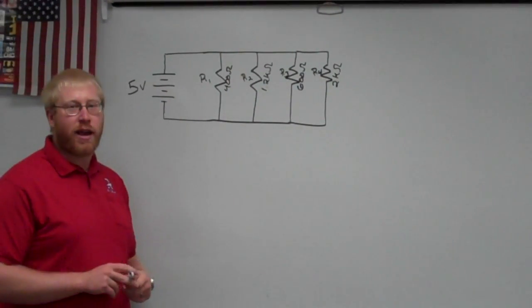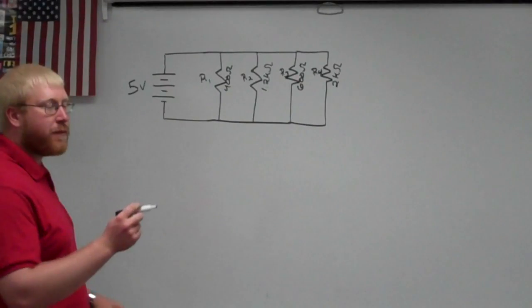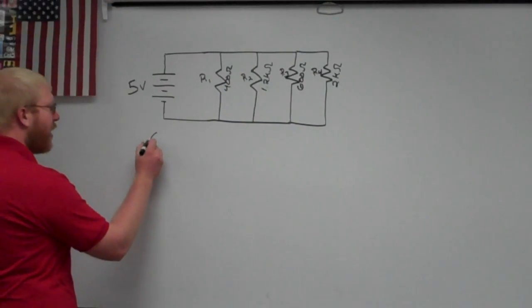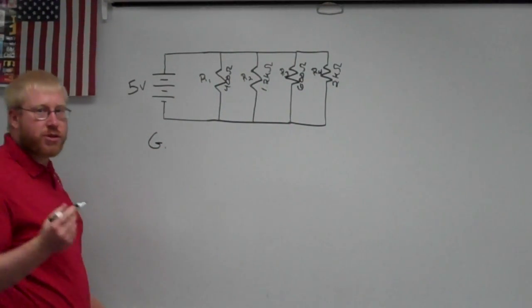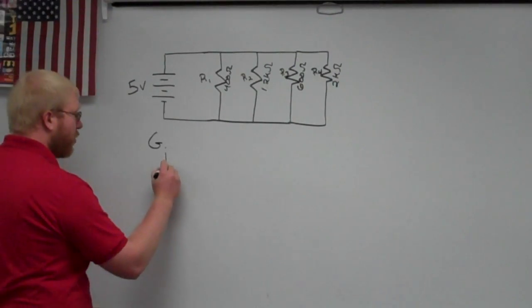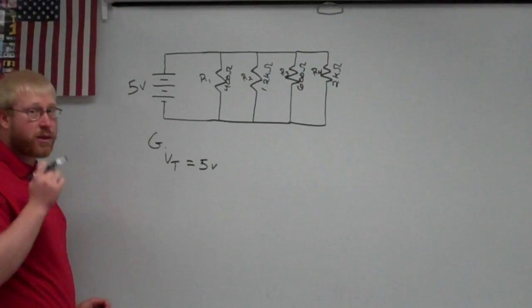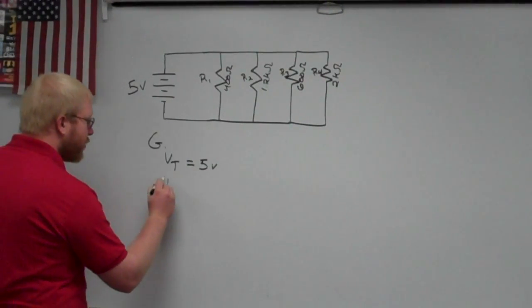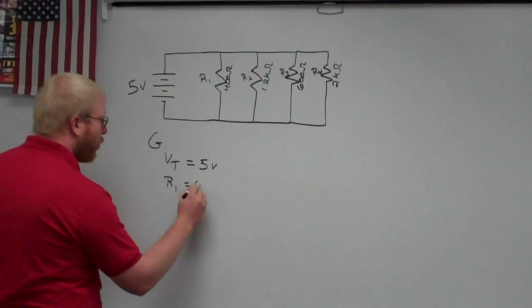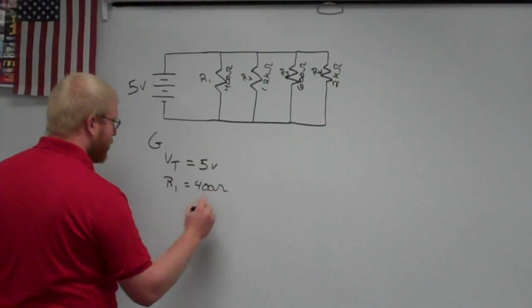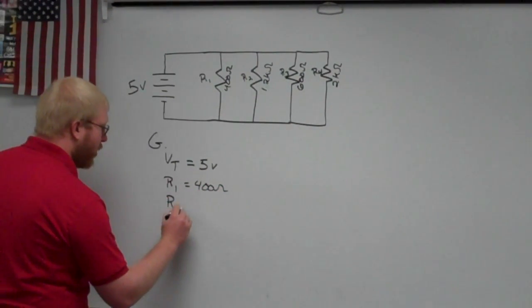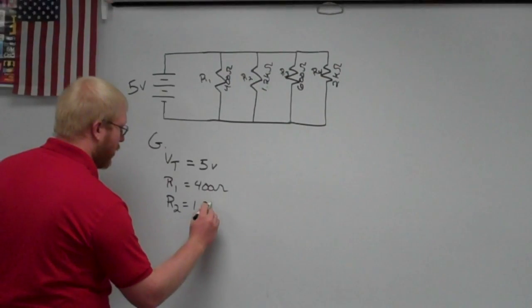When I solve a circuit, I use a GUESS technique. The first letter in GUESS is G, and we're going to use that for our givens. So our givens are, of course, that our voltage total equals 5 volts. We also know the size for each of our resistors. Resistor 1 equals 400 ohms. Resistor 2 equals 1.2 kilo ohms.